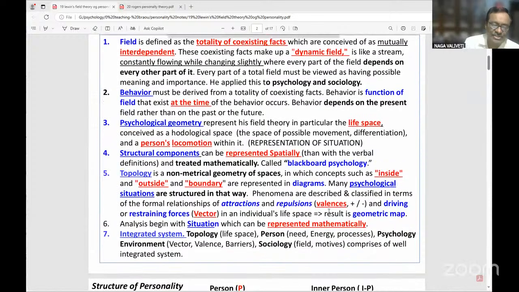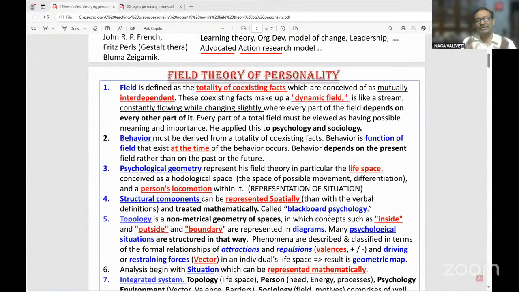Then the situation. He says that everything should be explained in the current moment, in the current situation. What do you mean by situation? A situation is explained in terms of geometry and mathematical equations, in terms of space, life space. Life space is nothing but your personality plus the psychological environment where the polarities are there. Polarities like attraction and repulsion, driving and restraining. These forces are what is called the psychological environment.